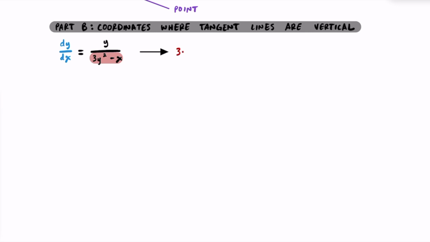So let's take this denominator of 3y squared minus x and set it equal to 0. Then let's just add x to both sides. If we add x to both sides, we can see that x is going to be equal to 3y squared. Now, if you're wondering why we're isolating x instead of isolating y here, keep in mind that vertical lines are always going to be set up in that form of x equals a number.